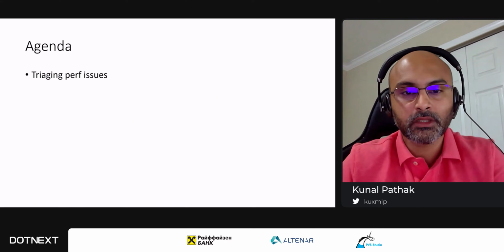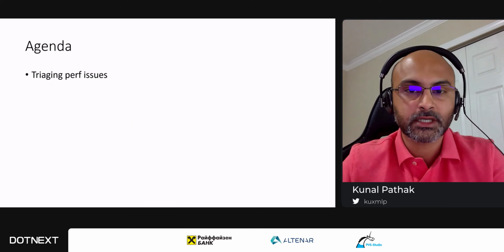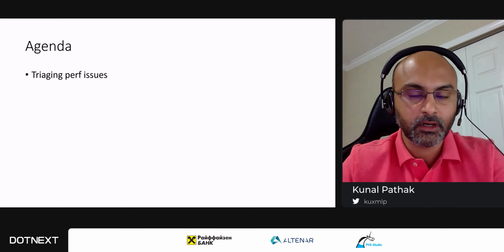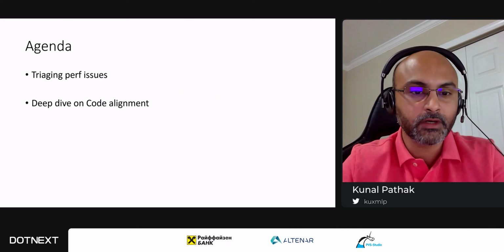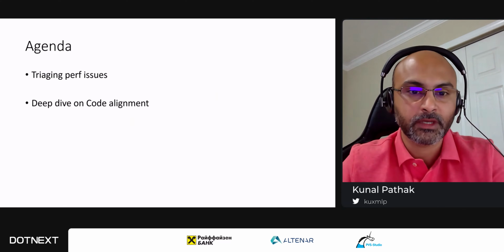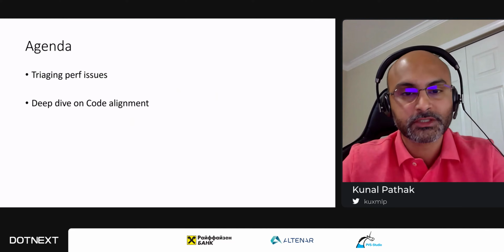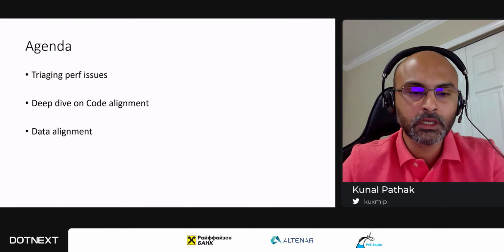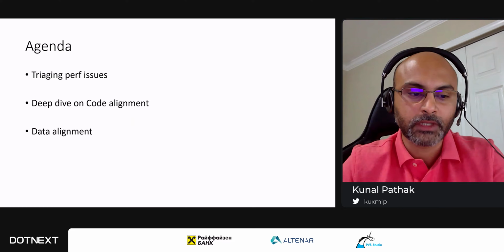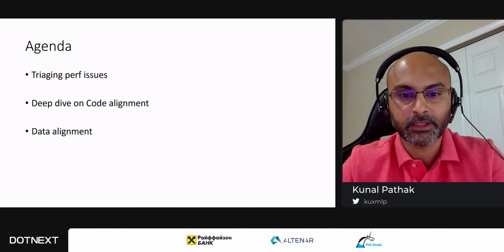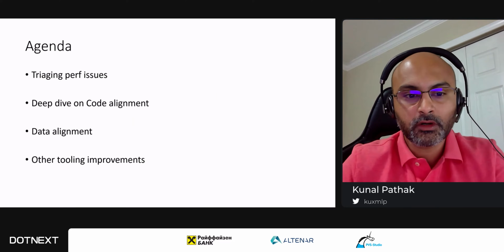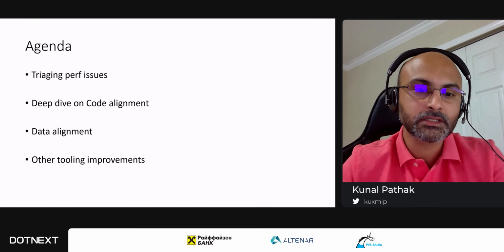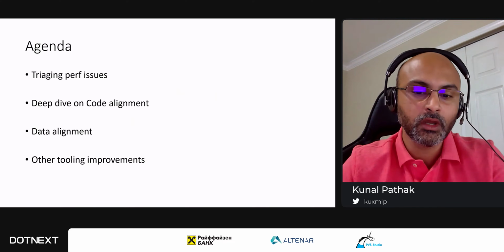So in today's agenda, I will start with how we triage the perf issues that we see daily in our commits, and then I will give a deep dive on the code alignment aspect, how code alignment is used to stabilize this kind of performance. There is also data alignment that comes into play when there is performance instability, and I will briefly touch base on that. And lastly, I will talk about other tooling improvements that we did in .NET 6 to catch this kind of performance issue early, before even checking it in.